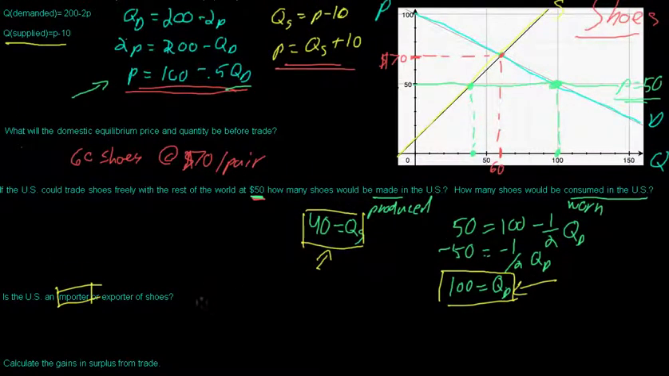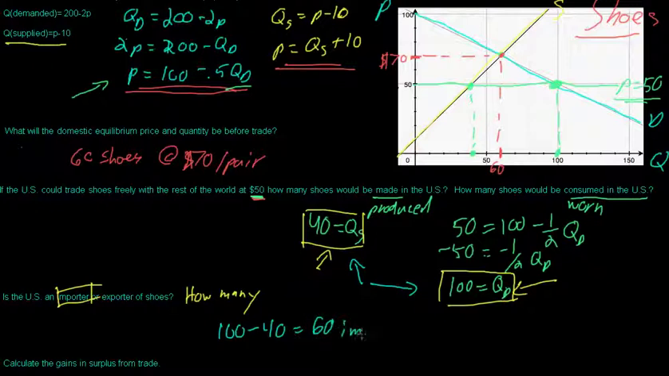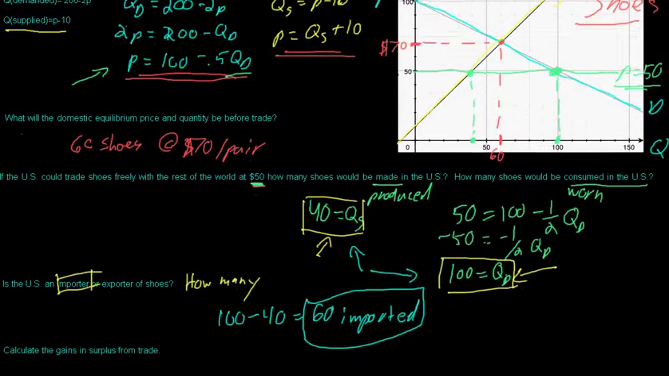And let's answer one more thing about importer of shoes. So how many? This is actually pretty simple to figure out. It's just the difference between the quantity that is produced in the U.S. and the quantity that is consumed in the U.S. So if you grew 10 apples and you ate 20 apples, you have to import the other 10. Same exact thing here. So we just do 100 minus 40 is equal to 60. And so we import 60 shoes. And that is all that we can really say about importer or exporter.